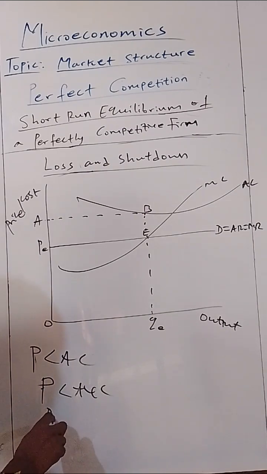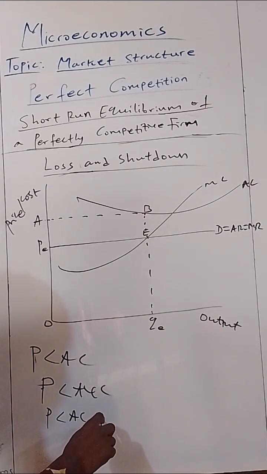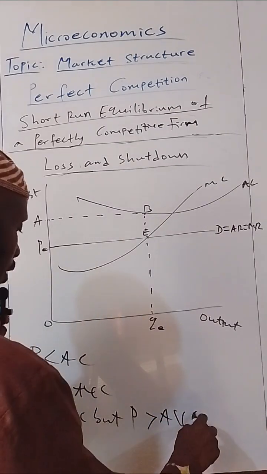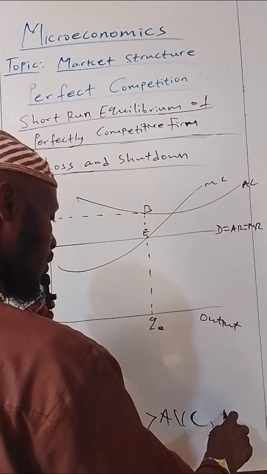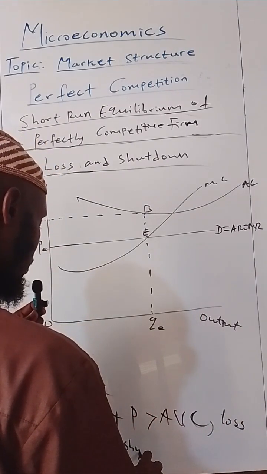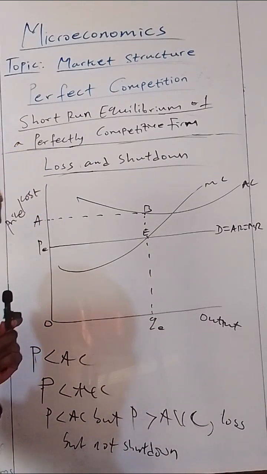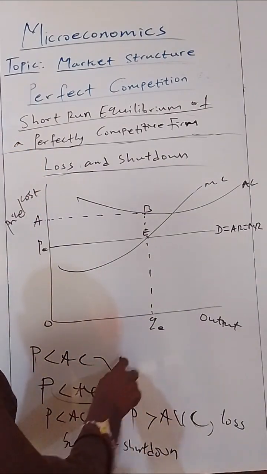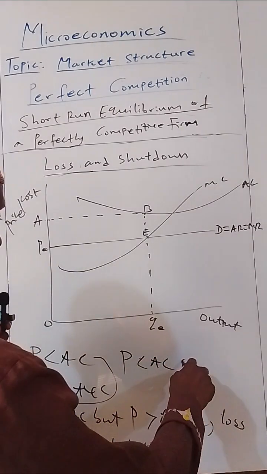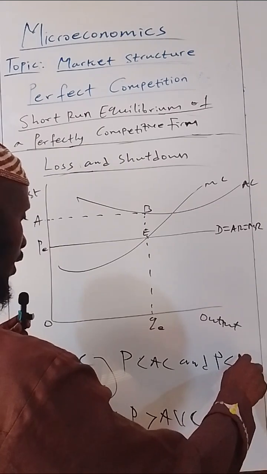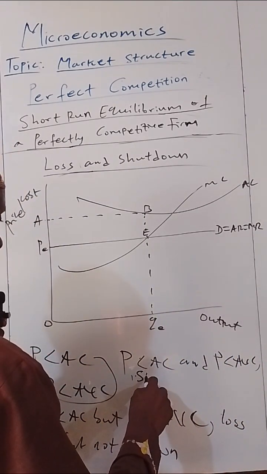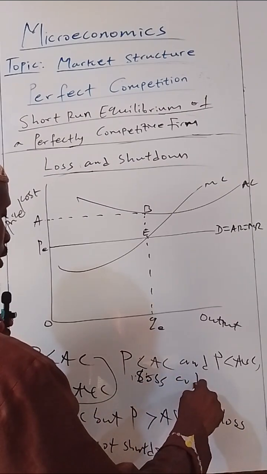But if the price is less than AC, but the price is greater than AVC, the firm is making a loss but does not shut down. But if the price is less than AC, and also the price is less than AVC, the firm will shut down. That is loss and shut down.